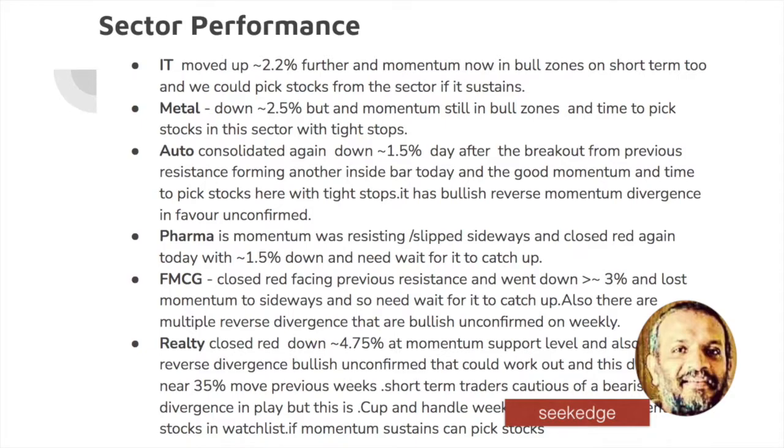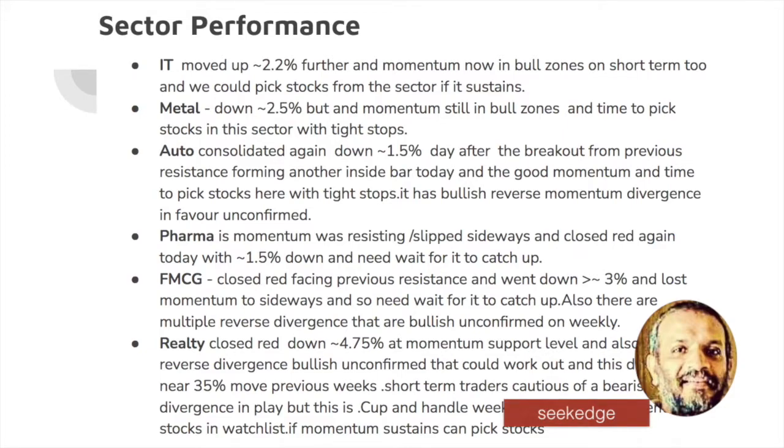Now pharma slipped 1.4% down, and it's consolidating in sideways momentum, so stay away from that. FMCG closed red, 3% down today. We lost the momentum on the daily, so we'll have to wait first for the momentum to catch up, but there is reverse bullish resistance, multiple, unconfirmed. If that works out on the weekly, that will be the time when it bounces back, but it has lost the daily momentum, so stay away from it for now.